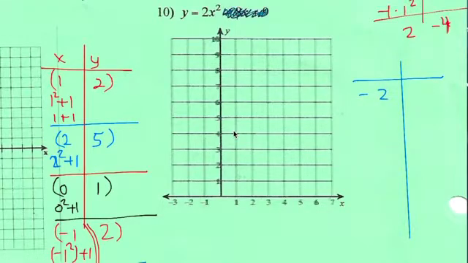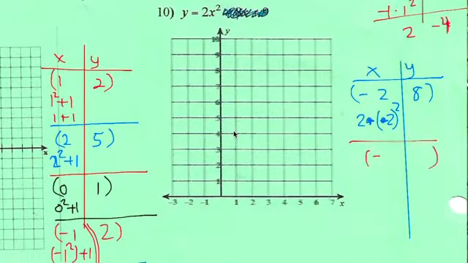Okay, negative 2 as your x, you need to find your y. So 2 times negative 2 squared, that's 4. 4 times 2 is 8. Okay, so your ordered pair is that. And then negative 1 is your next one. So 2 times negative 1 squared. Okay, negative 1 squared is 1. 1 times 2 is 2.